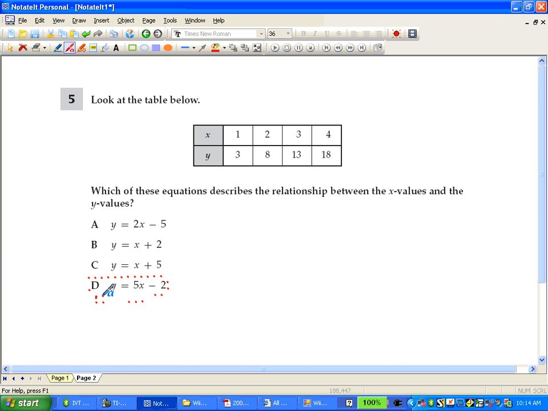So anytime you're asked for an equation, go ahead and take that data to the calculator. And you'll be able to come up with the equation much faster than trying to play with any of the values.